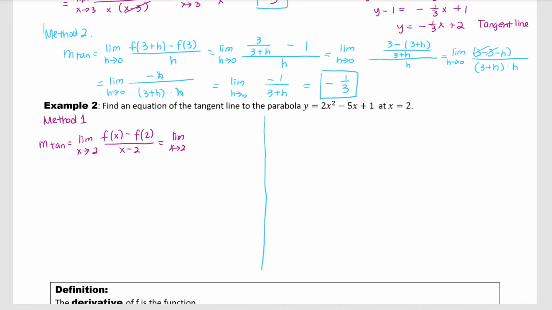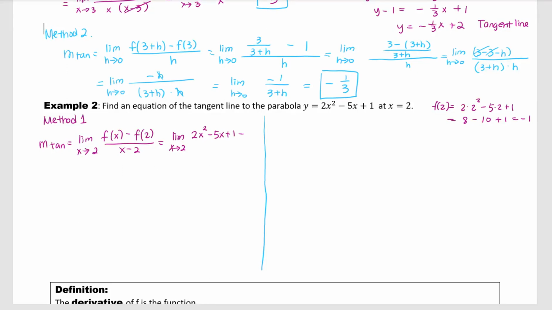So f of x is, well, our function, right? F of 2, well, what is f of 2? Well, then you plug 2 into the function. So that's 2 times 2 squared minus 5 times 2 plus 1. 2 squared is 4, 2 times 4 is 8, minus 10 plus 1. So it's negative 2 plus 1, which is negative 1. So far, so good, everybody?